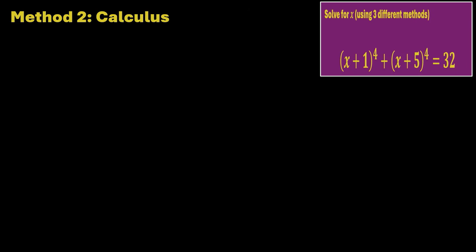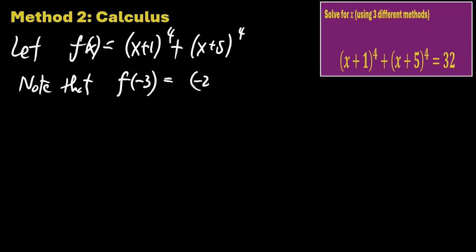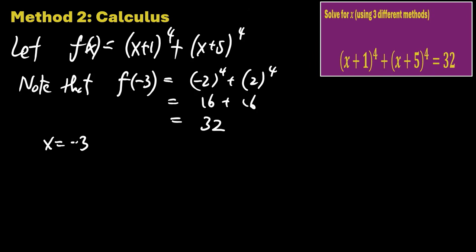Next, using calculus, we let f(x) be (x+1)^4 + (x+5)^4. We note that f(-3) equals (-2)^4 plus 2^4, that is 16 plus 16 equals 32. This means that x equals negative 3 is a solution to f(x) equals 32. Now we want to show that x equals negative 3 is the only solution.